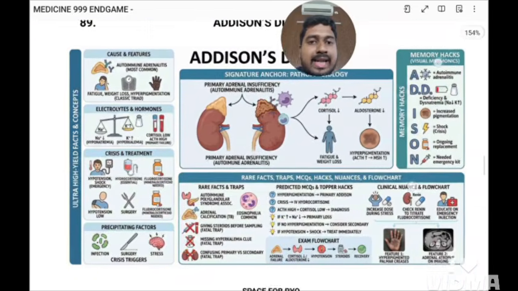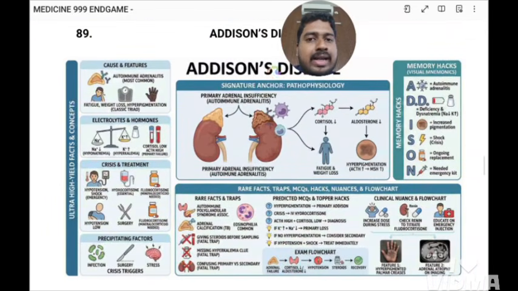We'll go on to the next topic, that is Addison's disease, coming to the adrenal glands. So in Addison's disease, there is primary adrenal failure. Okay, that is adrenal insufficiency.